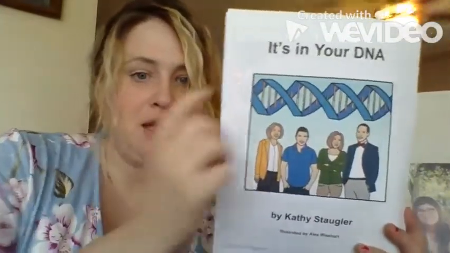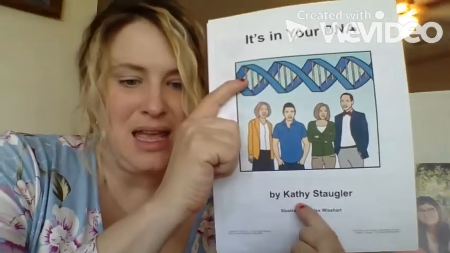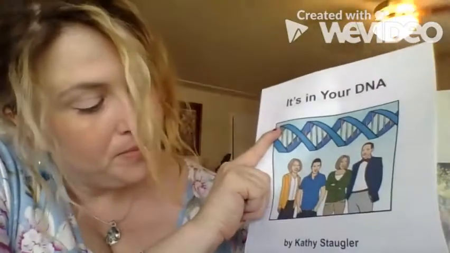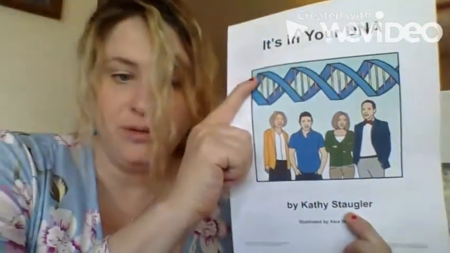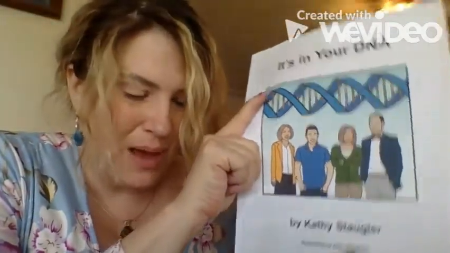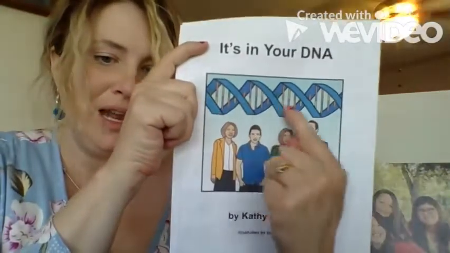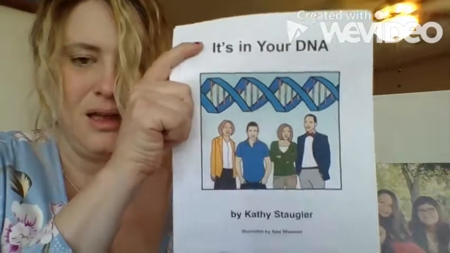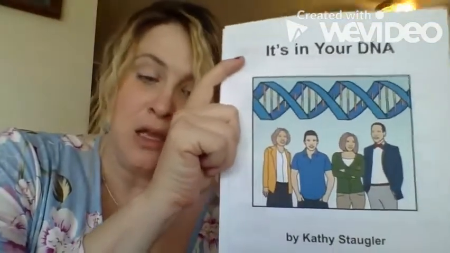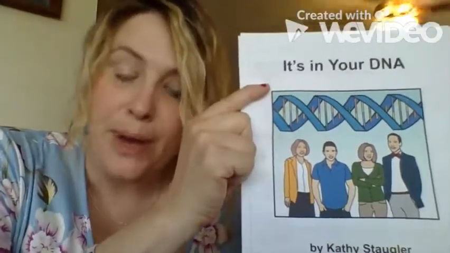So it takes a little bit of thinking. So it's in your DNA, and it's by Katie Strugel, and it's illustrated by Alex Weishart again. He did the same pictures again. If you guys remember what this is, the DNA strand. And remember I said each of these little lines has information for your cells. Your DNA is the boss of your cell. And your cell is the worker, which helps keep your body put together.